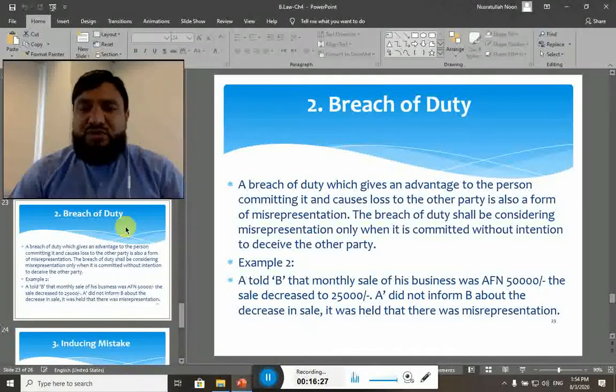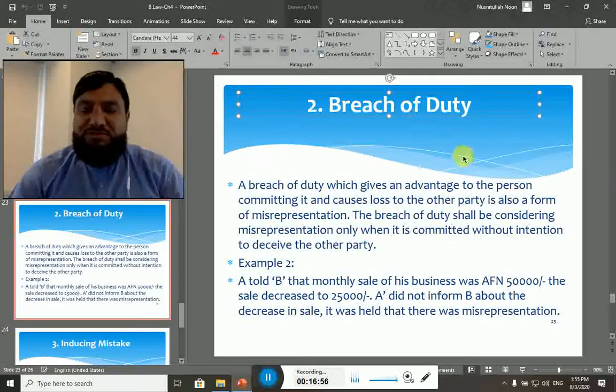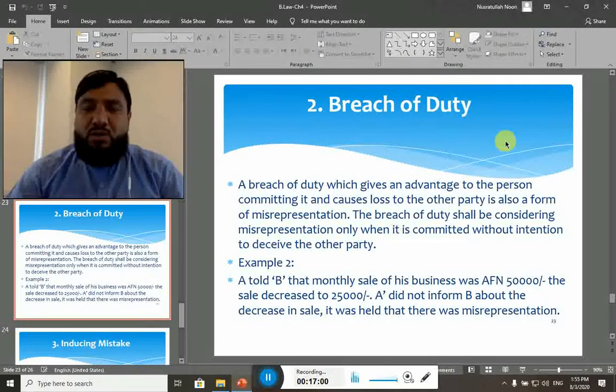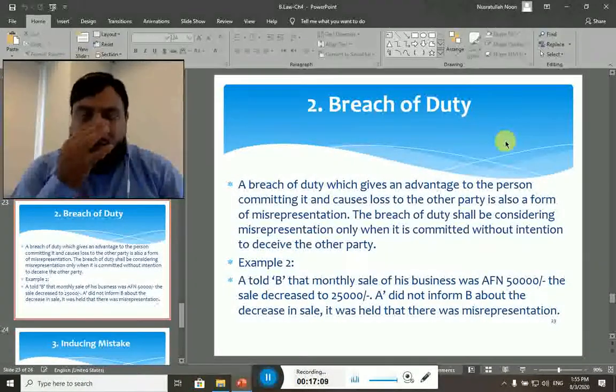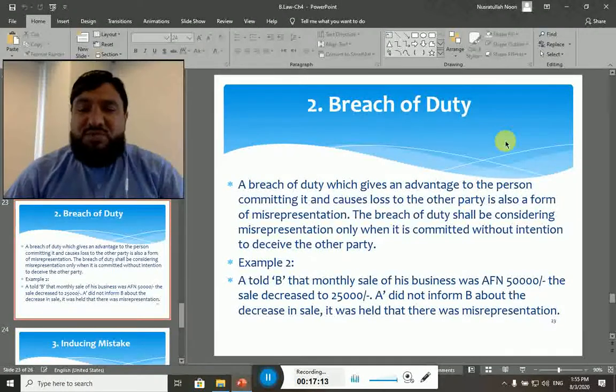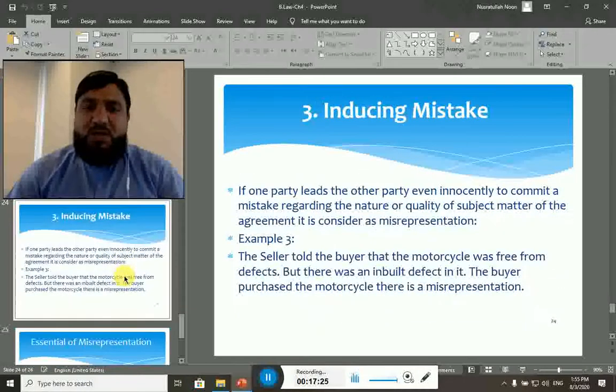Breach of duty. A breach of duty which gives an advantage to the person committing it and causes loss to another person is also a form of misrepresentation. The breach of duty shall be considered misrepresentation only when it is committed without intention to deceive the other party. Right? When the breach of duty is out of your control, like you are sick and cannot perform, that's something else. But if you are committing breach of duty by your own will, knowing all the facts, with an intention to deceive the other party or to cause losses to the other party, such breach of duties come under misrepresentation. And when there is misrepresentation, the consent of the opposite party is not free. When consent is not free, such a contract becomes void or invalid.